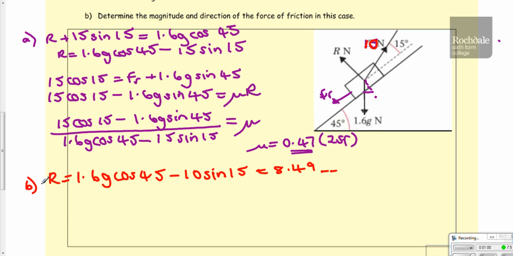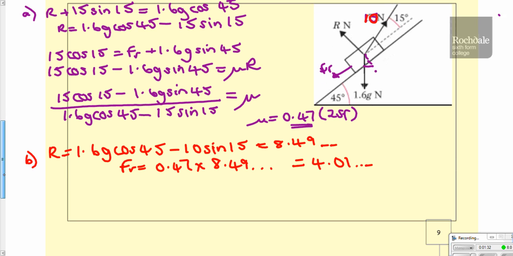If we now do the same thing going along the plane, we actually know from our value here of R that we can work out the friction because the coefficient of friction will be unchanged, and so friction will be 0.47 multiplied by this answer that we've just got for our normal reaction. And if you work that out, it works out to be approximately 4.01. Again, keep the full value in your calculator.